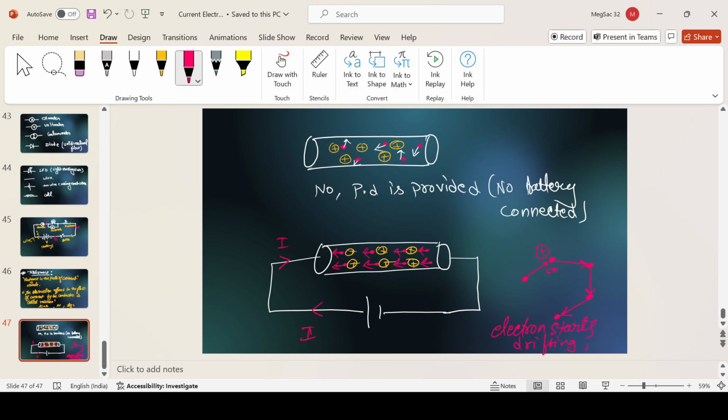Okay, now as soon as the current starts to flow, all the electrons get aligned and start moving towards the positive terminal of the battery. Yes or no?